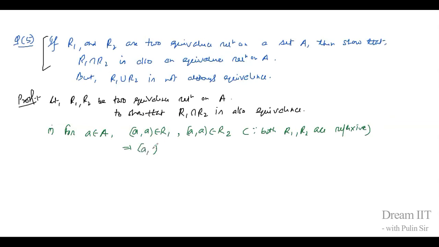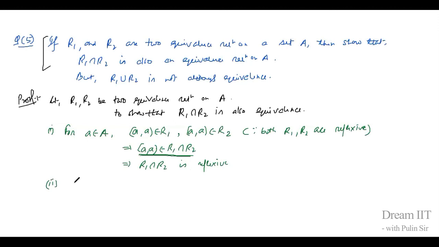So is A comma A in R1 intersection R2? This is telling you that R1 intersection R2 is reflexive, because this condition is going to be true for every A.